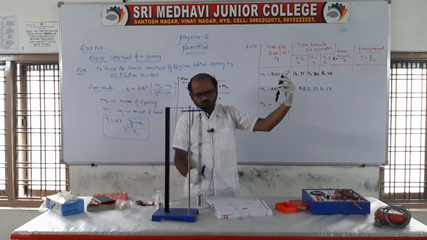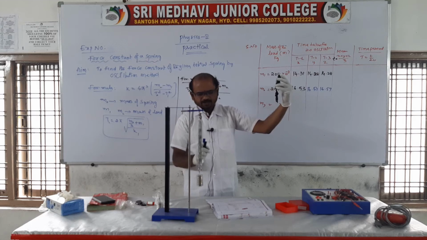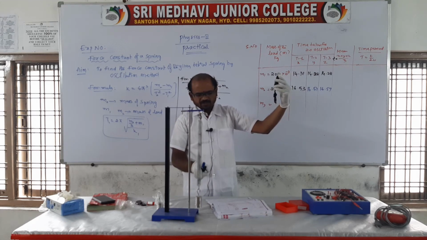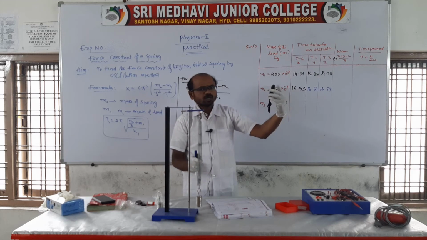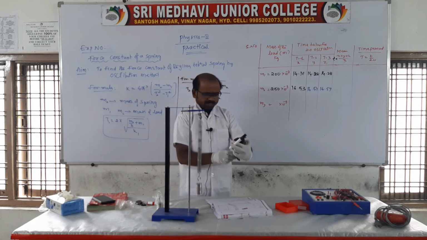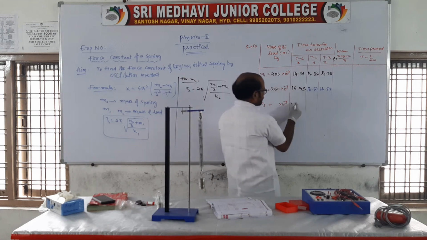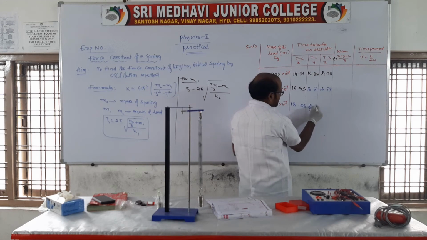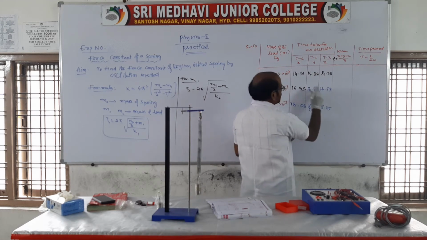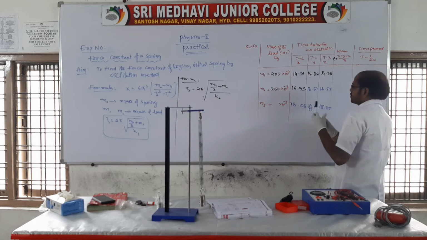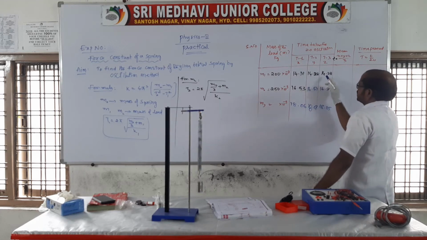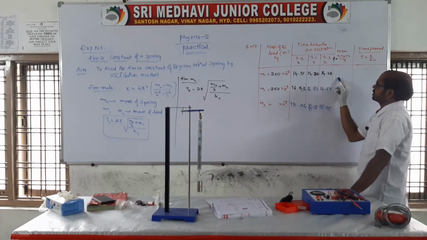Start counting 1, 2, 3, up to 20. Stop the clock, and it is showing approximately 18.06. For the second we may get 18.07, and 18.05 for the third. Now for the calculation, we can do it like this: 14.31 plus 14.28 plus 14.28. You add these three and divide by 3.